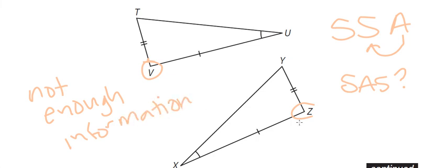Some of you might be tempted to try to use hypotenuse leg. Well, first of all, they don't tell us this is a right triangle. There's no right triangle indicator here, so we can't use our eyes to make that assumption. And also, if it were a right triangle, they still didn't give us anything about the hypotenuse, so we couldn't use hypotenuse leg.